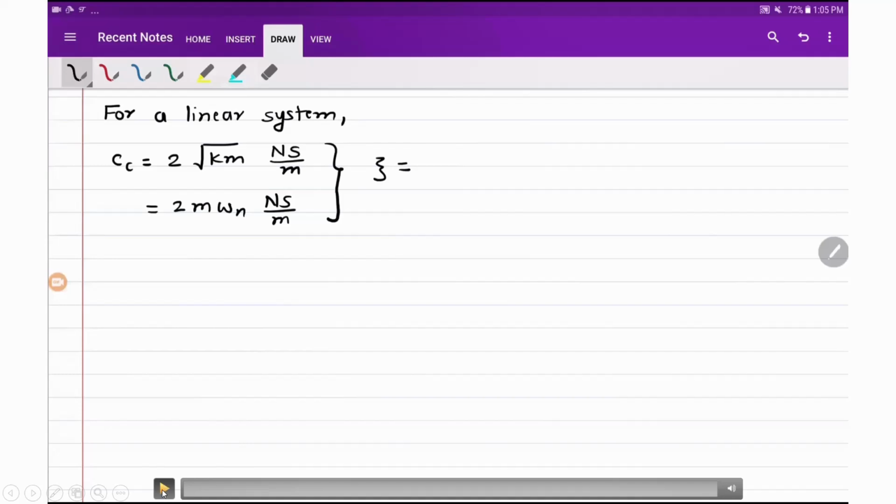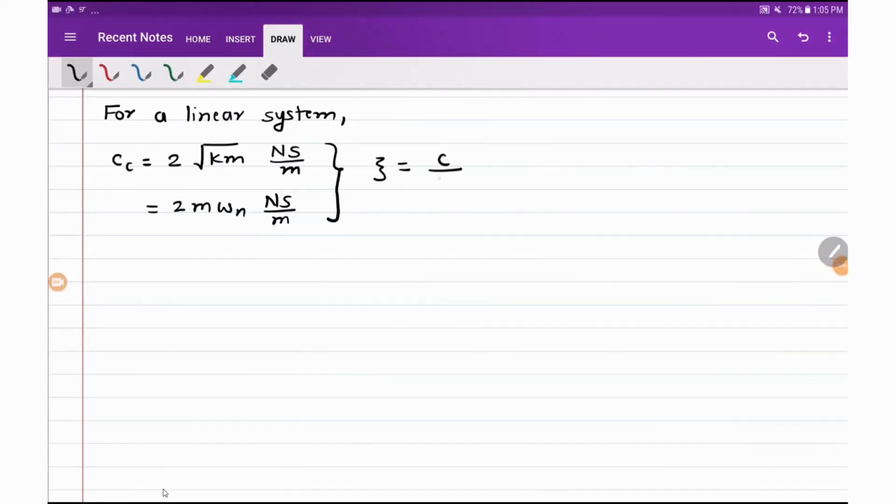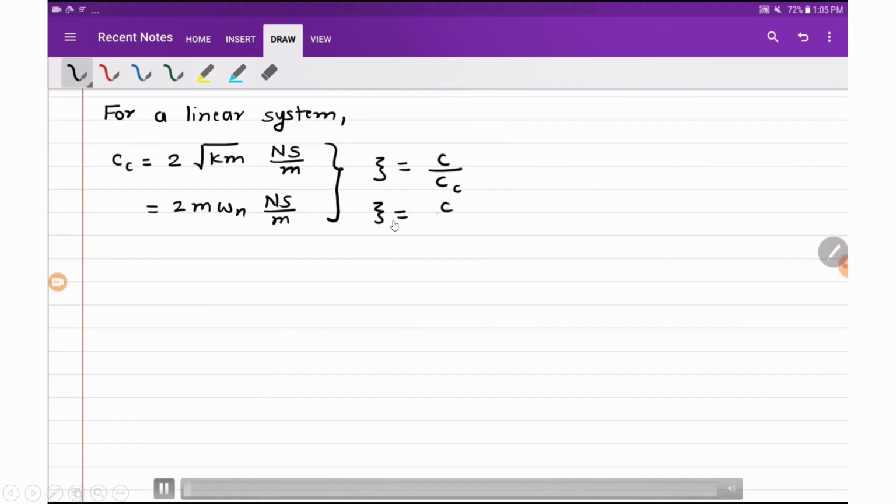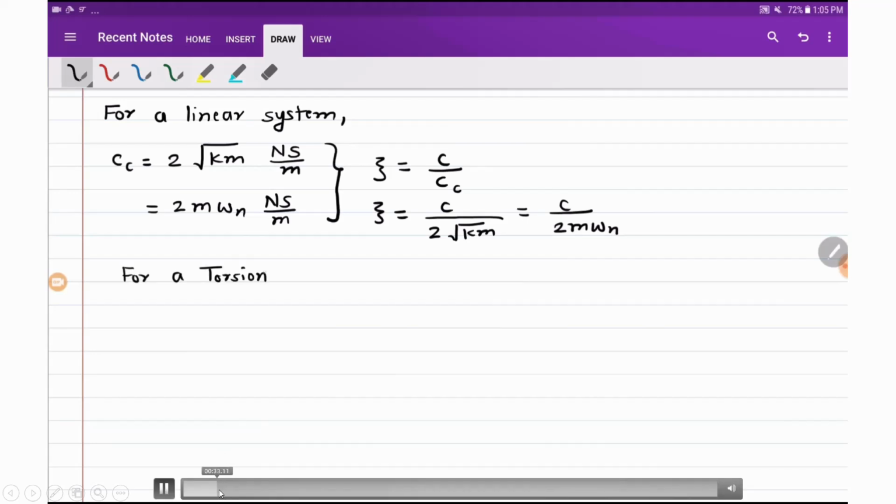So for a linear system, we have already seen that Cc is equal to 2 root km or 2m omega n. Now zeta is equal to C upon Cc. So you can substitute 2 root km or 2m omega n in place of this Cc. So C upon 2 root km or C upon 2m omega n.